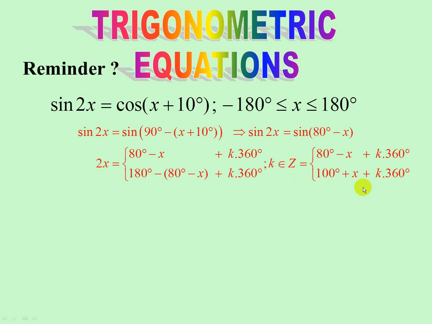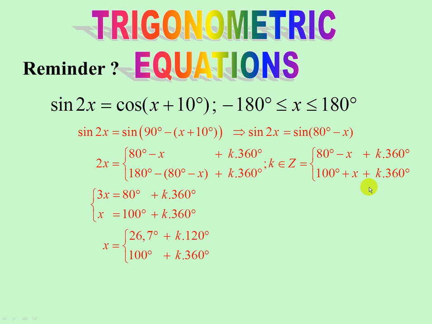equals 100 plus x. So if we solve the first equation, minus x was moved to the left, becoming plus x, so we end up with 3x equaling 80 plus k360. x on the second equation was moved across to the left, giving you minus x, so therefore 2x minus x gives you x equals 100 plus k360. There it is in writing. Divide by 3. That stays as is. There we are.